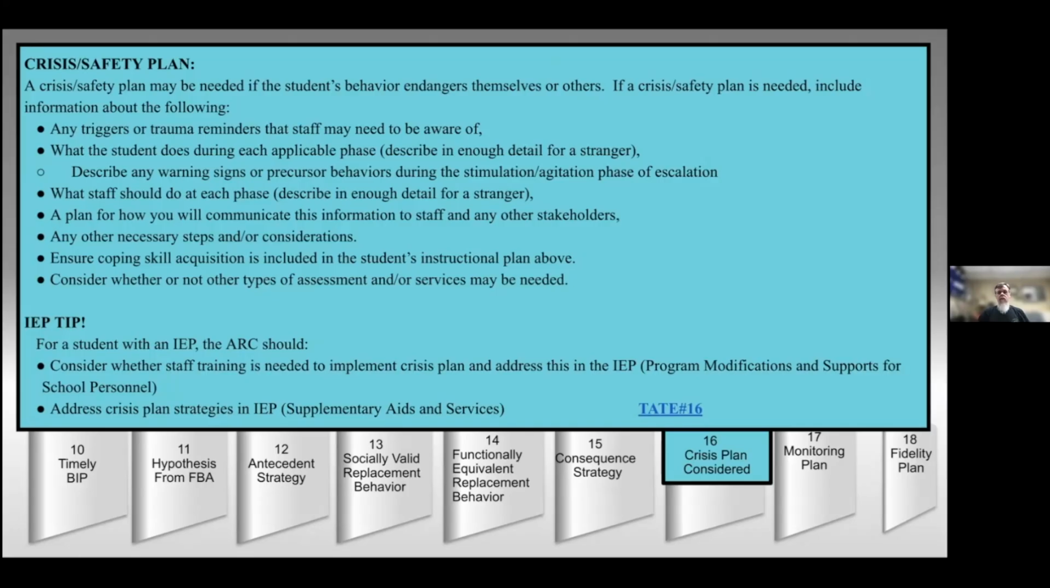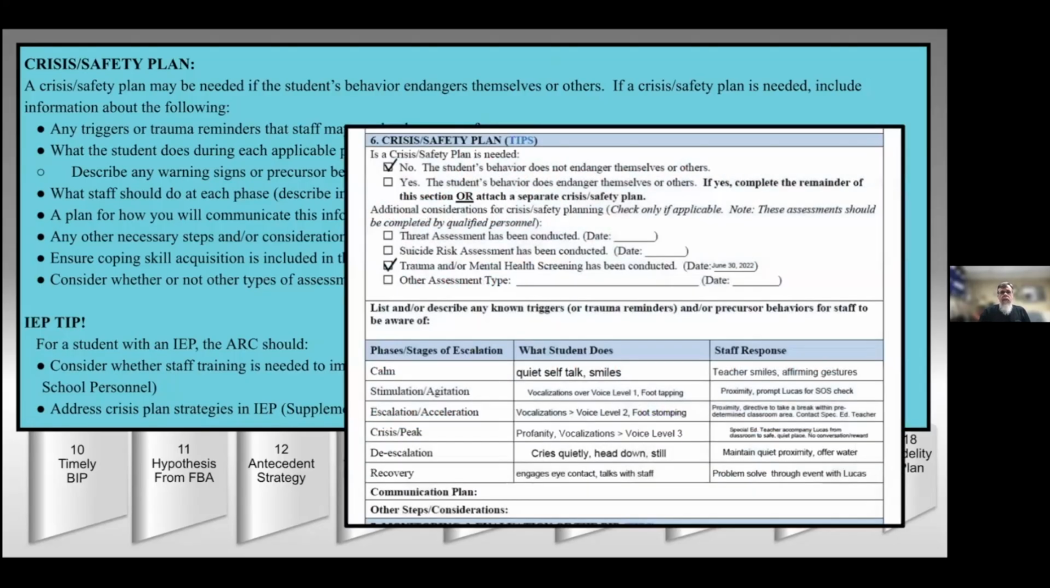So the next thing we'll briefly hit on in the behavior intervention plan, if needed, sometimes it may not be needed, and hopefully it's not very often, is a crisis or a safety plan. When we're looking at our crisis or safety plan, we want to look at some of the things that, if a plan is needed, these are some of the things that we want to look at.